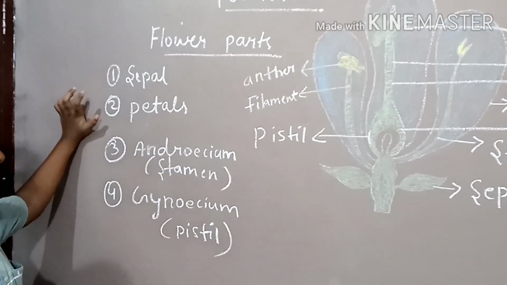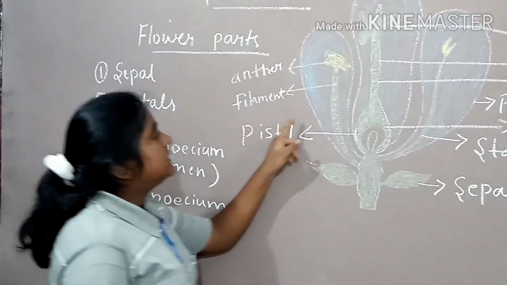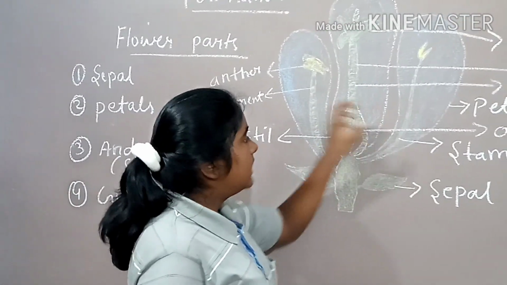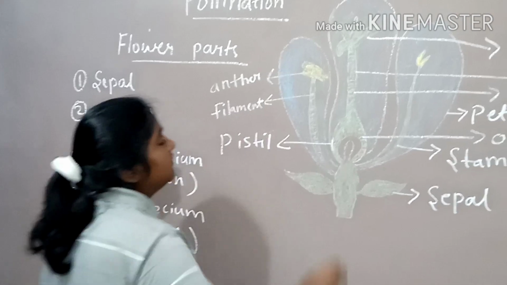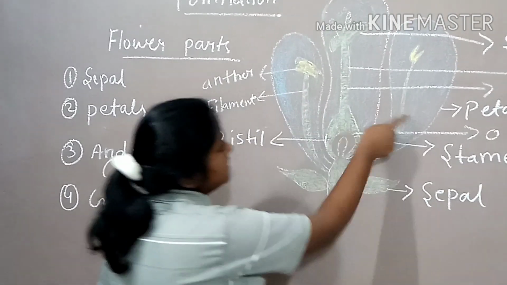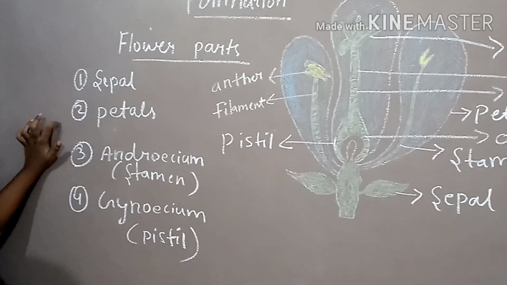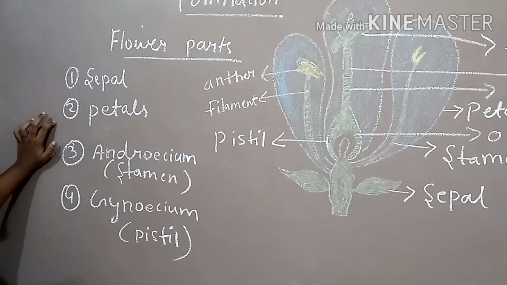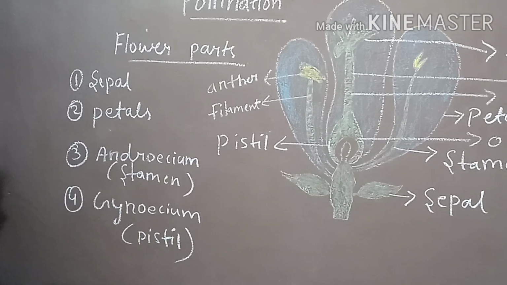The second part of a flower is petals. You can see here the attractive, colored part. This is petals, which is blue in color. The function of petals is to attract insects and birds.